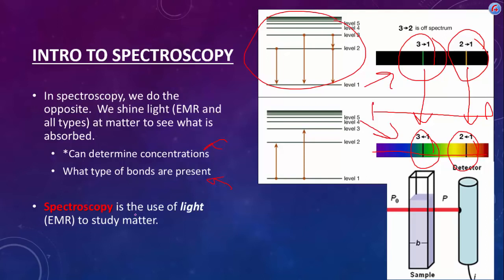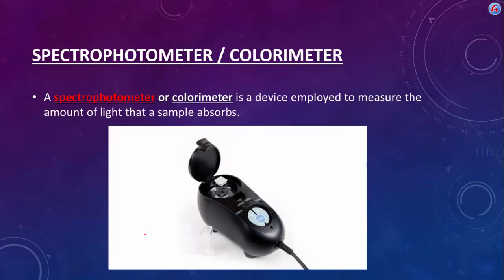So what is spectroscopy? It is the use of light or electromagnetic radiation to study matter. In spectroscopy, we use a spectrophotometer or a colorimeter. They are both devices that are employed to measure the amount of light absorbed by a sample. What makes them different is that a spectrophotometer can take every frequency of visible light, ROYGBIV, and when you shine that at a sample, you can see which of those colors are absorbed.